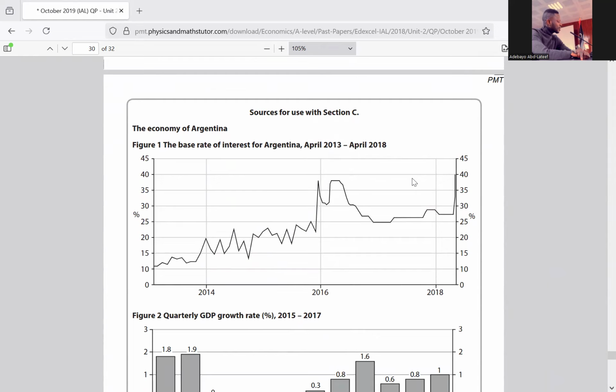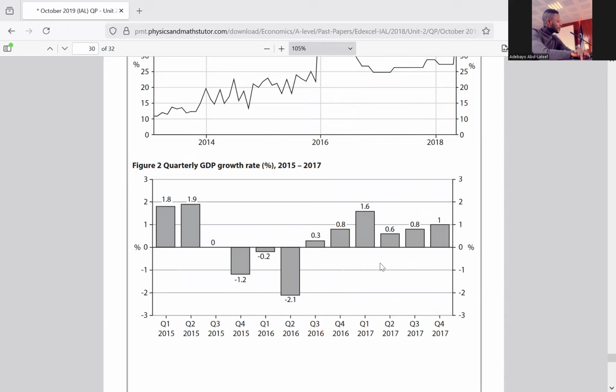Then 12b, they said, with reference to figure 2, explain the term recession. What is recession? Recession is a fall in economic activity for 2 consecutive quarters. Based on what I see in figure 2, there was recession in Argentina between quarter 4 of 2015, which is negative 1.2, and quarter 2 of 2016, which is negative 2.1. I think that is clear.